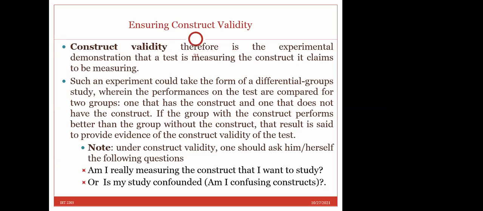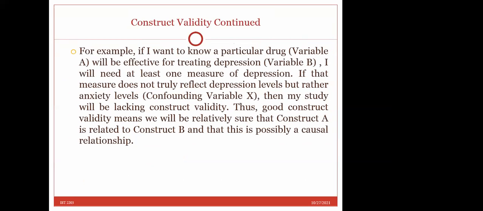So under construct validity, one should ask himself or herself the following questions. Am I measuring the construct I want to study? Or is my study confounded? Or am I confusing constructs? For example, if you want to know whether a particular drug, we're calling it variable A, will be effective in treating depression, depression is variable B.